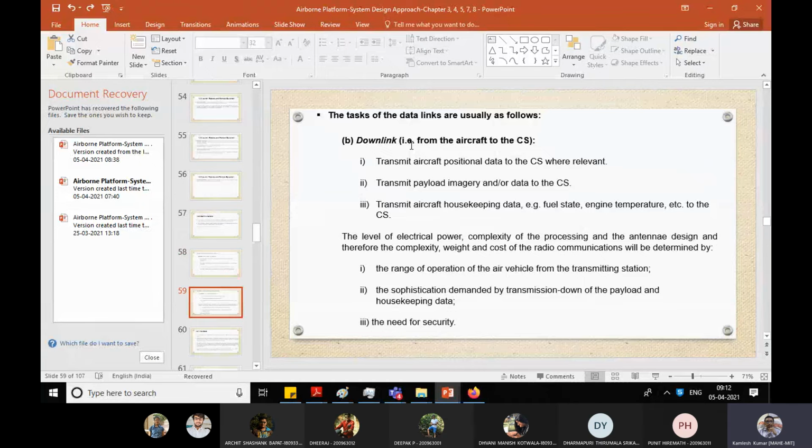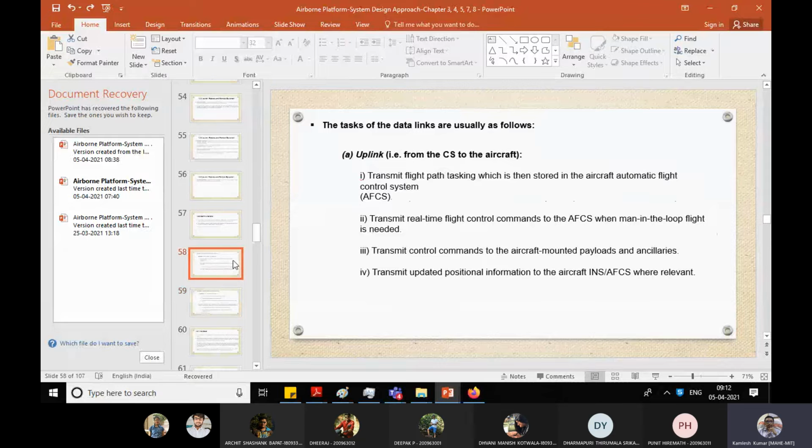Okay, so here we are just telling what the communications are that are going to happen and what the flow is. Is it coming from the ground to the aircraft, or from the aircraft to the ground? So uplink is always from down to up. Okay, that is the meaning of uplink. So this will be from your controller station to the aircraft.